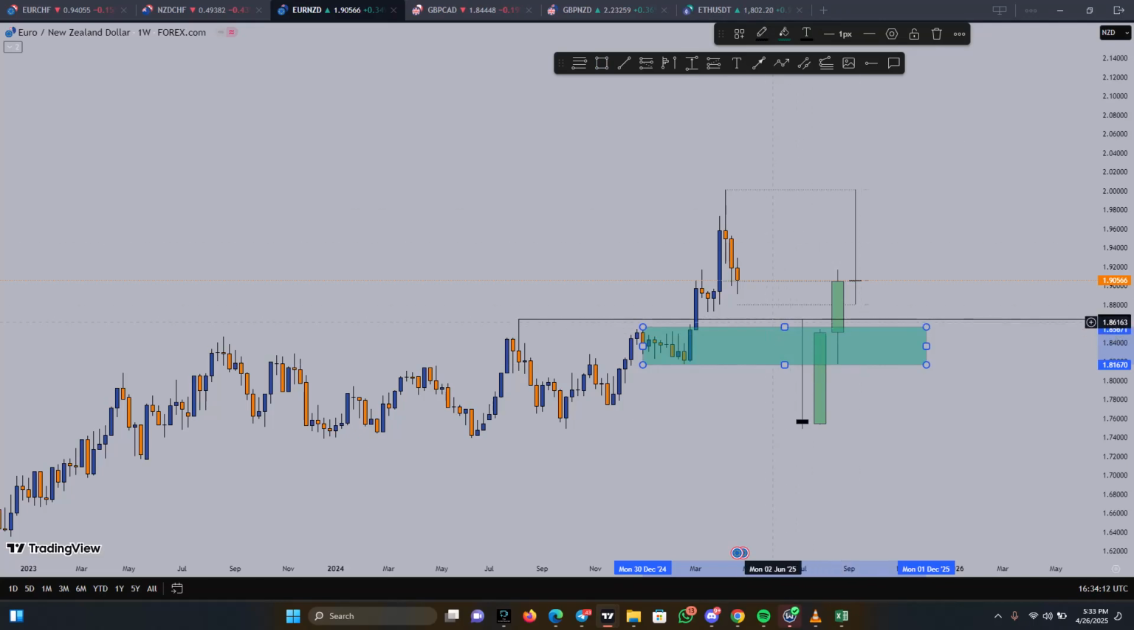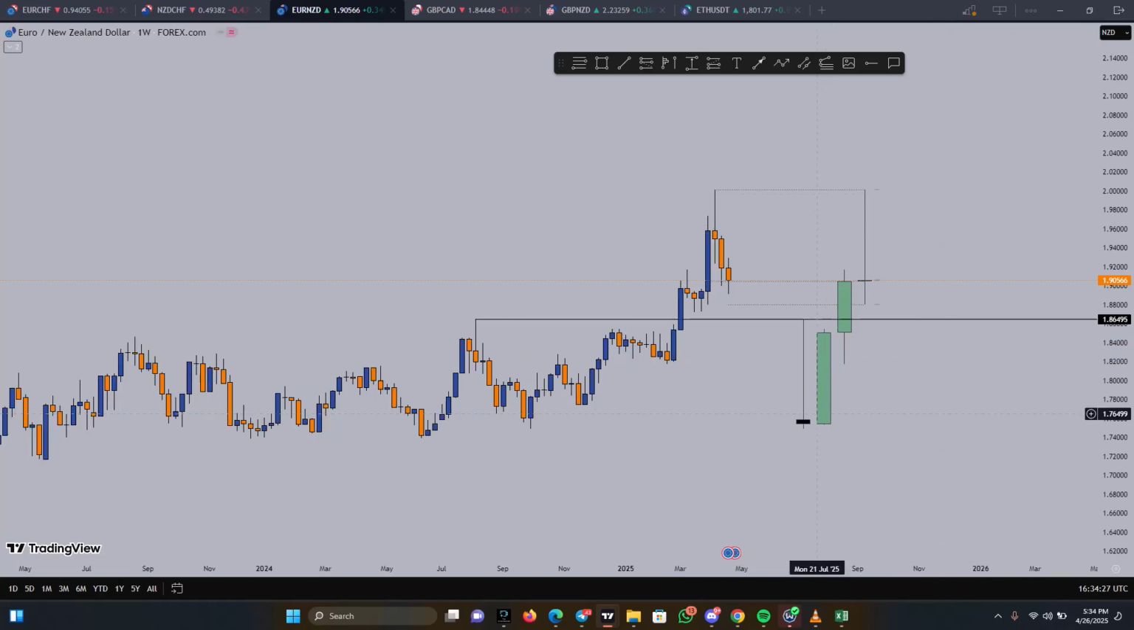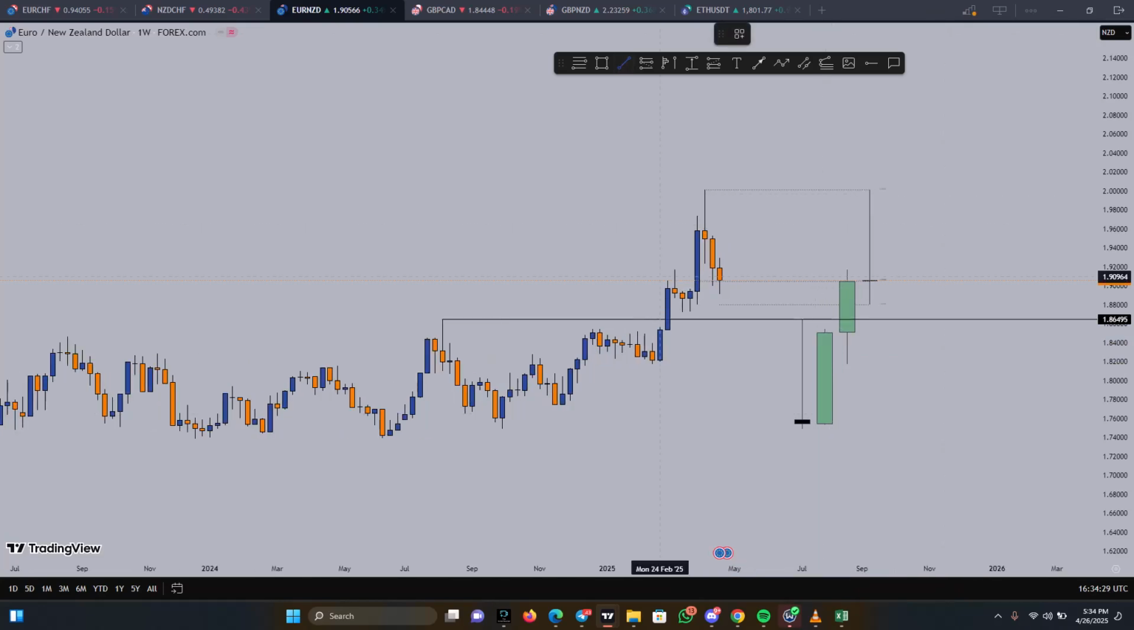It's either we are breaking structure to the upside or we are going downward, with a change of character, a market structure shift to the downside. Either of the two. So now I'm going to be marking out this particular area here, and I'll tell you why.